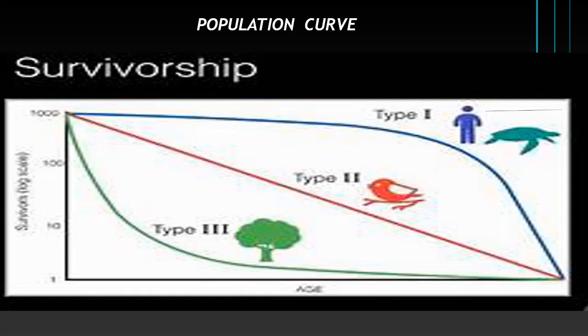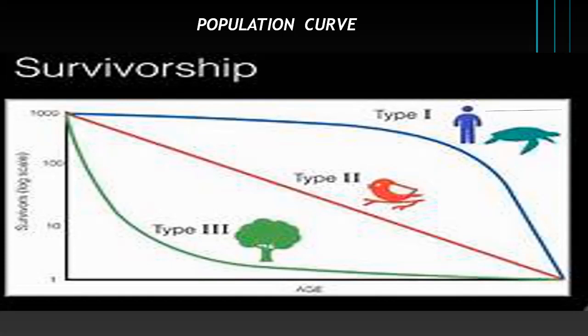Let us see. The first one is the type 1 curve. This is a convex curve. It begins high on the graph and continues across all age groups. Remember, it indicates a low death rate of young and middle-aged individuals. A large proportion of individuals of each age survive to the next age, thus a large proportion lives to old age.